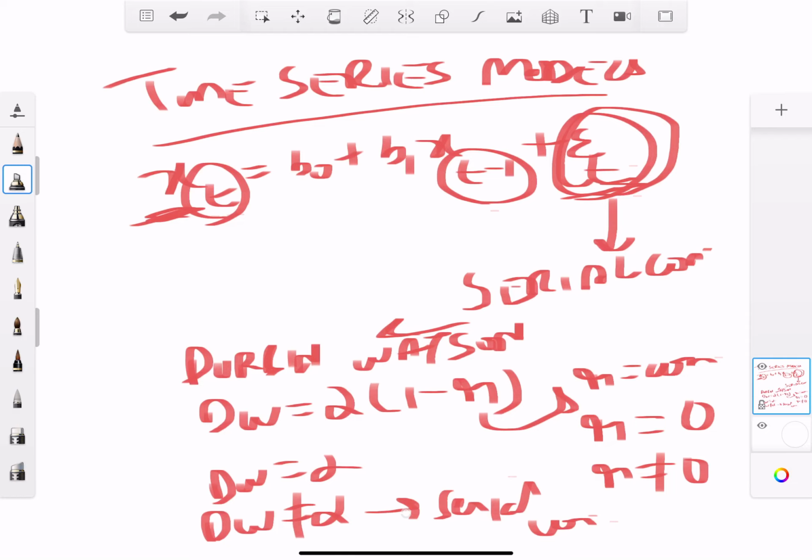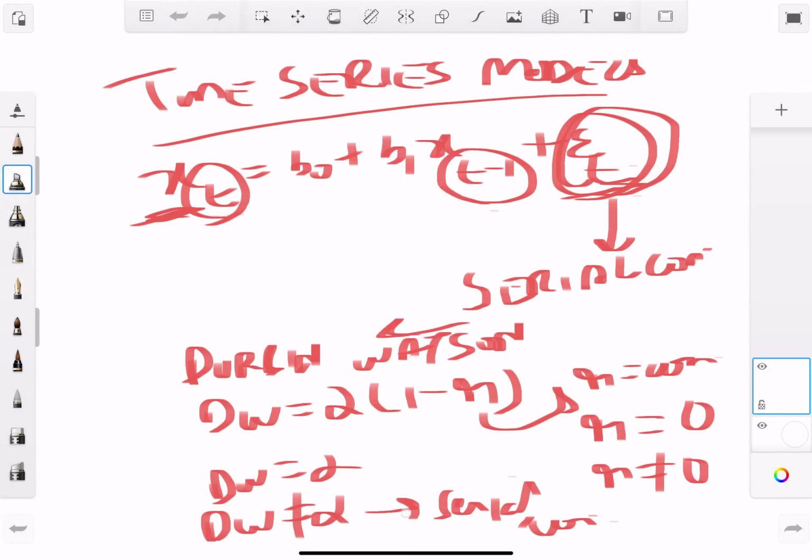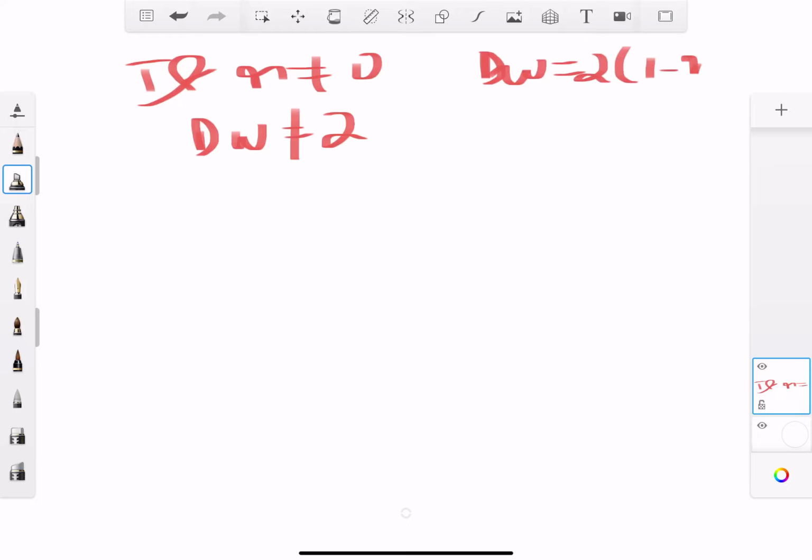If there is a serial correlation, now if R is not equal to 0, DW is not equal to 2, right? Because this is really the equation that we are working with. So if R is not equal to 0, DW is not going to be equal to 2. Serial correlation exists.